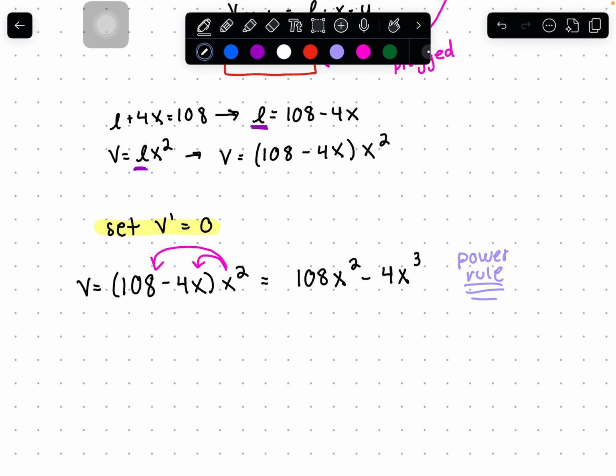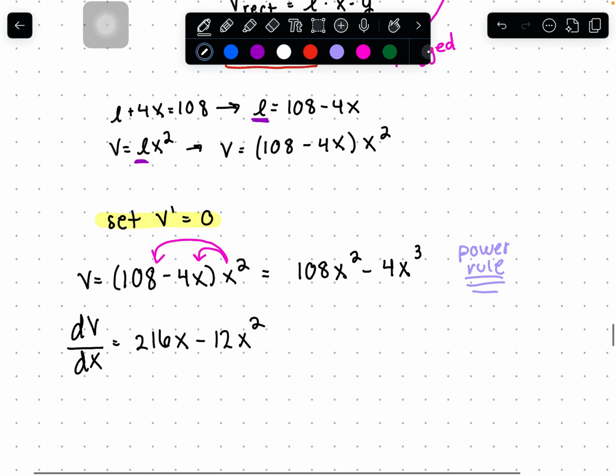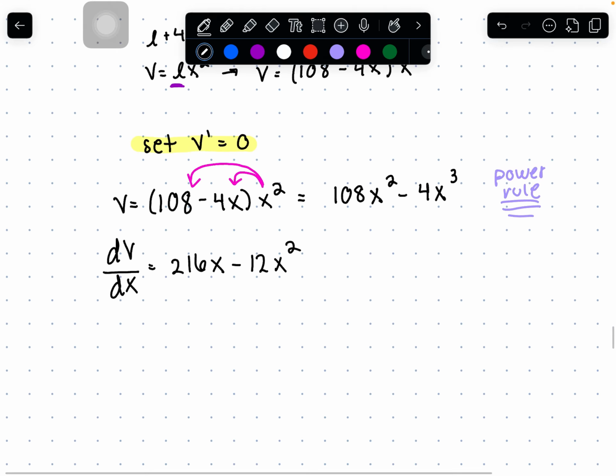Okay, so now I'm ready to find my derivative. So I want dv dx, because that's my variable x. Okay, so using power rule, I get 216x minus 12x squared. Okay, I found my derivative. Now I'm going to set her equal to 0.